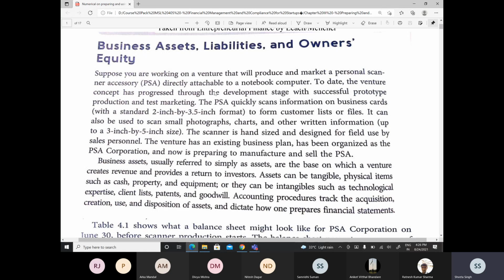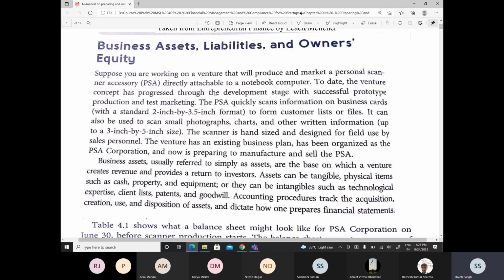In India we call it a company because we were governed by the UK, the British English, and in the US the same is called a corporation or a corporate. Business assets, usually referred to simply as assets, are the base on which a venture creates revenues and provides a return to investors. Assets can be tangible, physical items such as cash, property, and equipment, or they can be intangibles such as technological expertise, client list, patents, goodwill, all this.